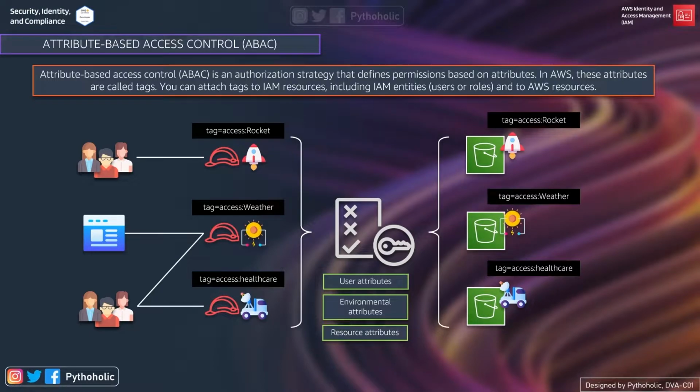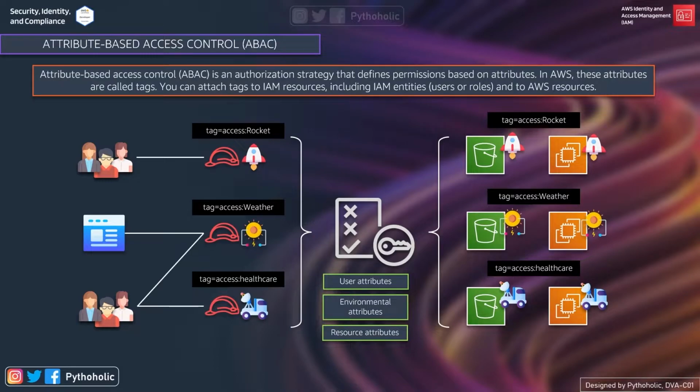And now what will happen if we are trying to evolve our application, just like we discussed in RBAC? Let's suppose our application is evolving and it wants to use EC2. We can just add the resource with the same resource tag: rocket, weather, healthcare. And as the resources will be coupled with the access tags, which will allow users to use the same tags to make use of them. And that is the beauty of using attribute-based access control. I hope you got the point here.